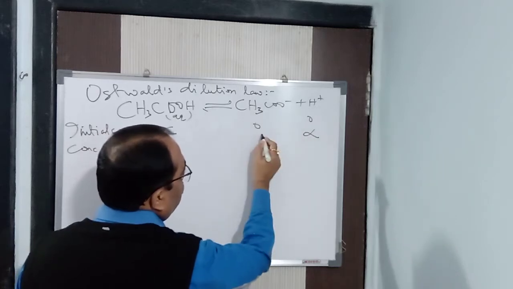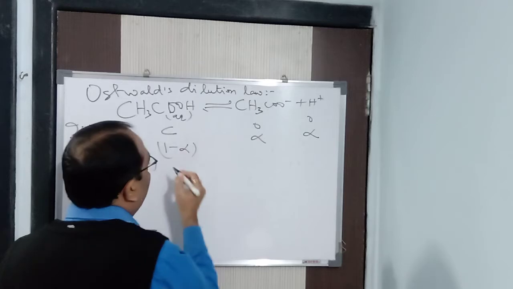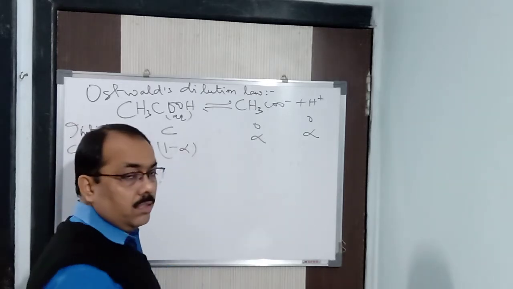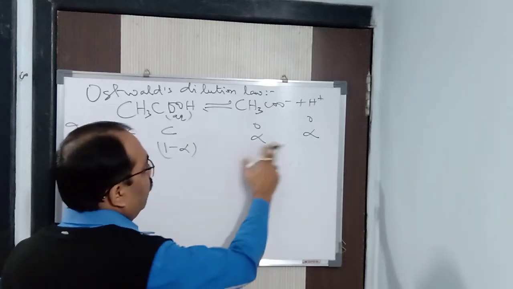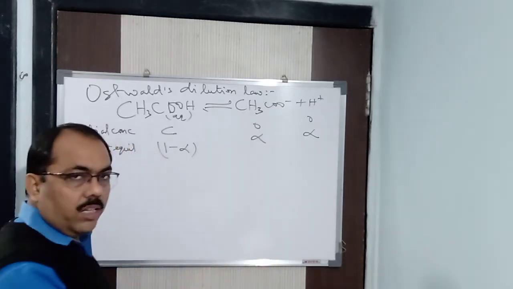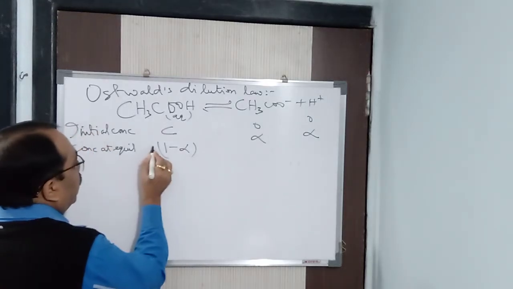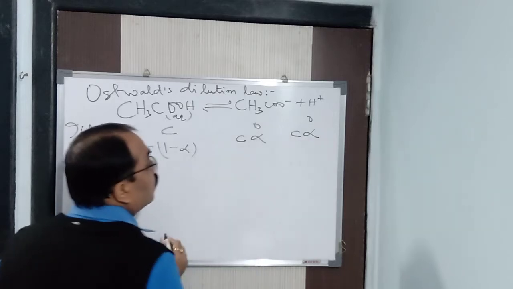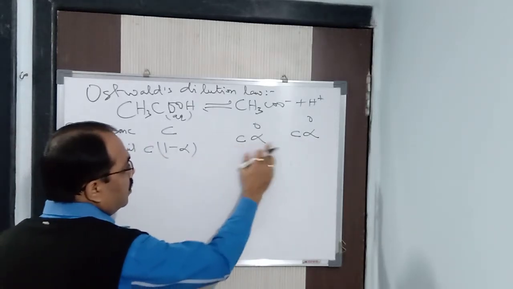The degree of dissociation is alpha. So how much will be remaining here? 1 minus alpha. Initially 100%, which is 1. Here alpha dissociates, so 1 minus alpha is remaining. Clear? Now I have written concentration at equilibrium, so I will multiply C throughout. The concentration at equilibrium is C into 1 minus alpha, this is C alpha and this is C alpha.